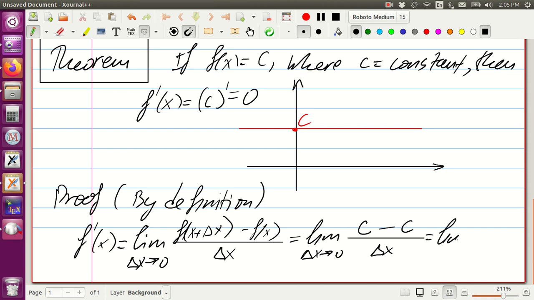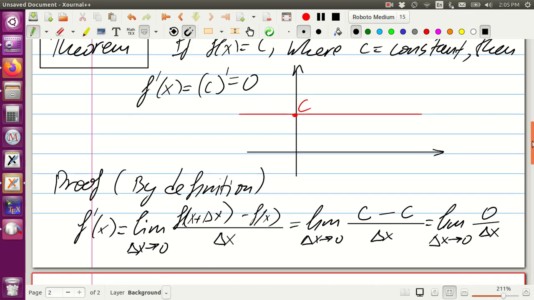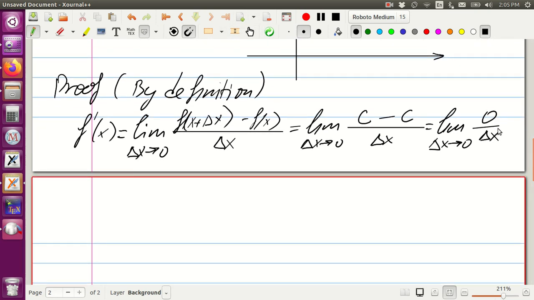So we have a limit of 0 over delta x when delta x approaches 0. But delta x approaches 0 means it will not be equal to 0. So it's some kind of number which is not 0, right? So we have 0 over some number, so it's just 0. So we have a limit of 0 when delta x approaches 0. But 0 is a constant, so we get 0. So we proved this theorem. So we're done with it.